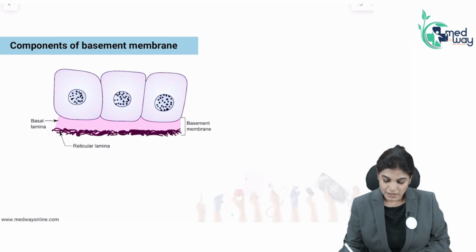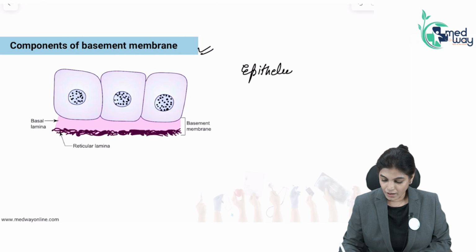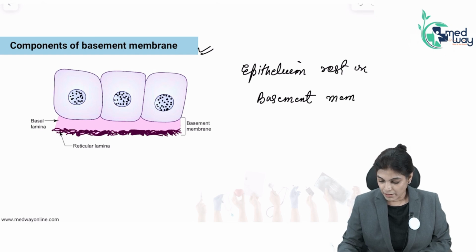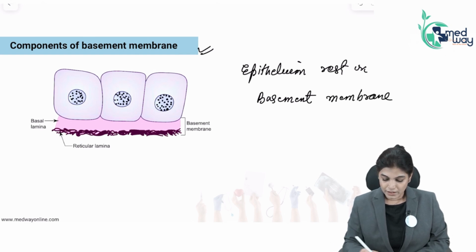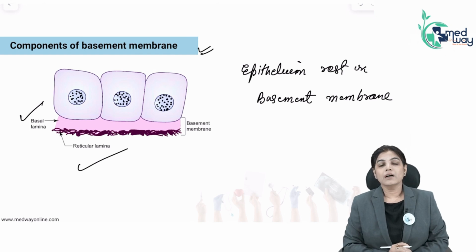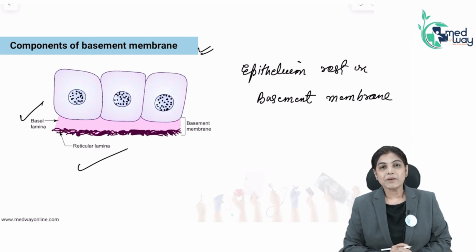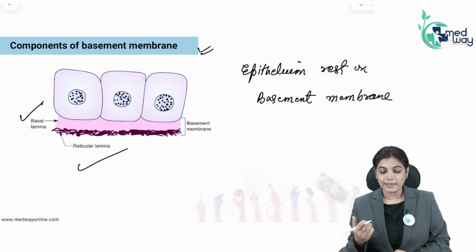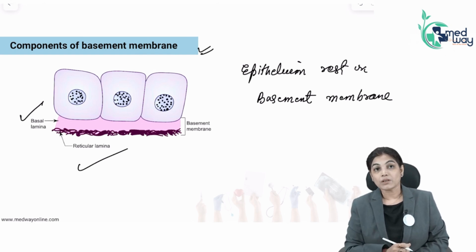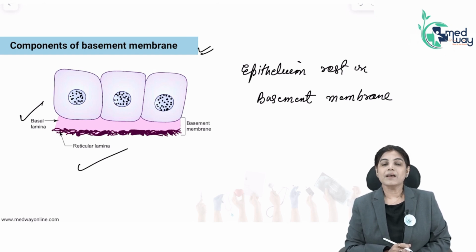So if I talk about the components, epithelium, as I told you, rests on the basement membrane. This basement membrane is made of two layers, that is basal lamina and reticular lamina. Basal lamina is part of the epithelium itself, and the reticular lamina is part of the underlying connective tissue. Underlying the epithelium, we have connective tissue which is traversed by blood vessels and nerves. Other than that, epithelium arises from the three germ layers.